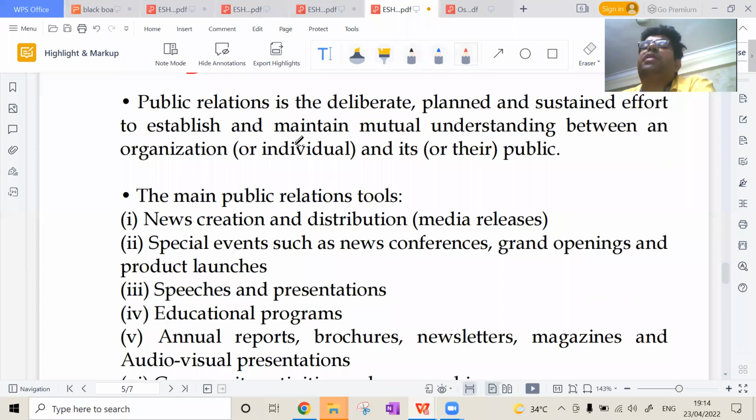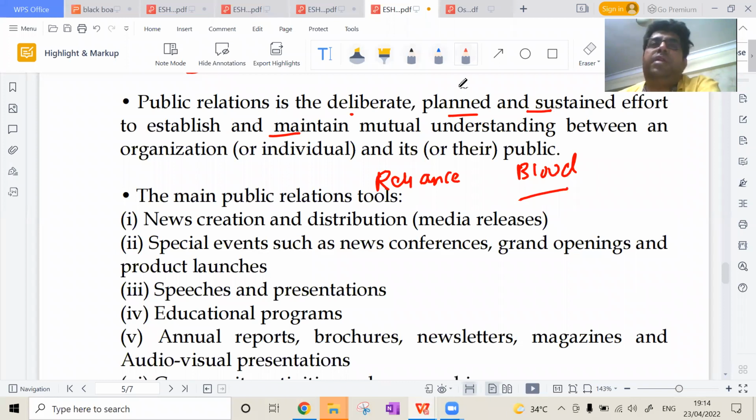Last one, that is public relation. What is public relation? In that, efforts are made by corporates for sustaining the effort and to establish and maintain mutual understanding. Suppose, for example, today Reliance organized a blood donation camp. So in that case, a blood donation camp has been organized. What is the overall response? That is public relations being there.